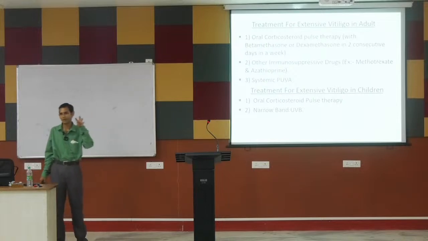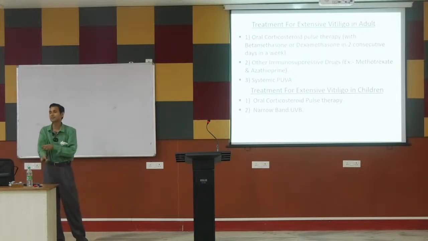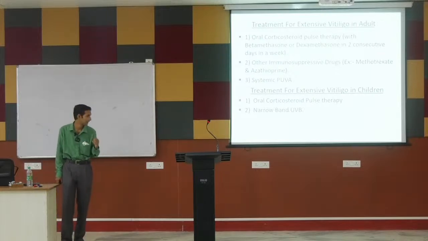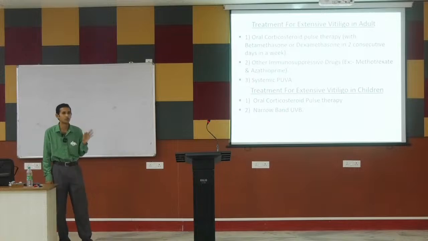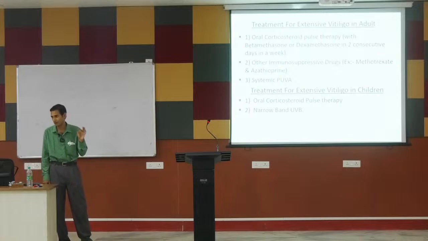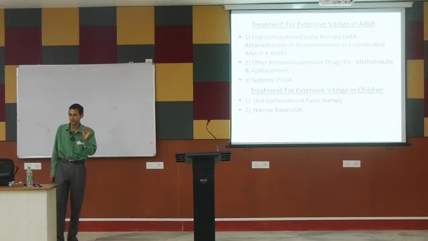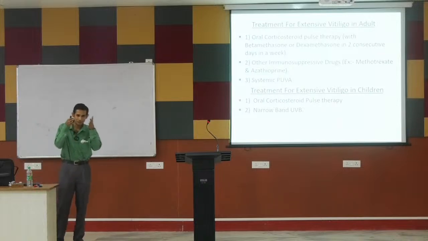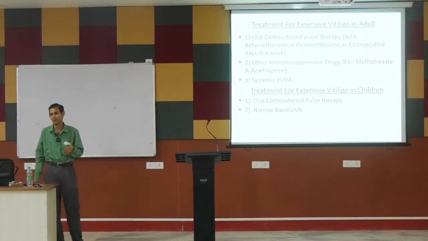Suppose the area affected is more than 20% and the disease is spreading, unstable vitiligo in children, suppose the age of the child is 5 years or 6 years or 11 years. Then the initial treatment is oral corticosteroid pulse therapy, as already told in the adult, usually given with betamethasone tablet, 0.1 milligram per kg body weight on 2 consecutive days in a week for several months, 3 to 4 months, depending upon the response. And if the disease progression is arrested, then for stable lesions you can go for narrowband UVB therapy. I am coming to narrowband UVB therapy in detail.